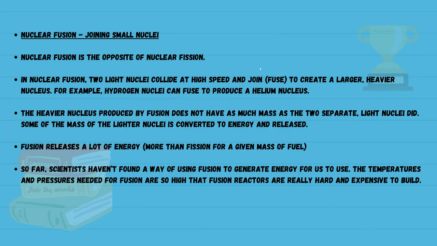Nuclear fusion is the opposite of nuclear fission. In nuclear fusion, 2 light nuclei collide at high speed and join or fuse to create a larger, heavier nucleus. For example, hydrogen nuclei can fuse to produce a helium nucleus. The heavier nucleus produced by fusion does not have as much mass as the 2 separate light nuclei did. Some of the mass of the lighter nuclei is converted to energy and released.